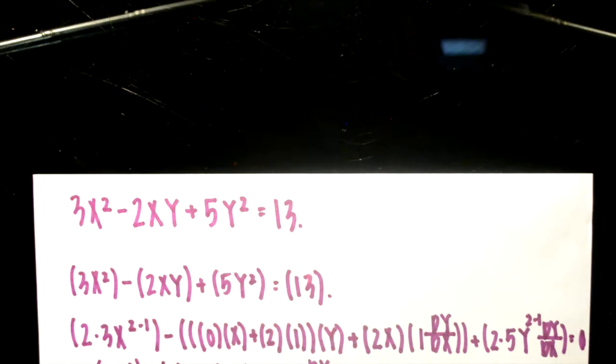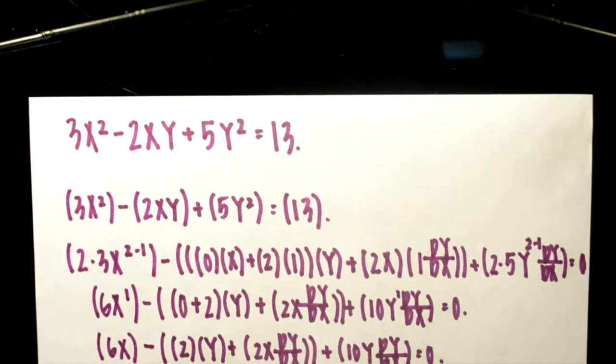Then we're continuing with the product rule, leaving the y, and then adding that to 2x alone times 1 times dy dx, which is, of course, the derivative of y. Now we're moving on to 5y squared, using the power rule again, as we saw in the 3x squared term, except now, since we have a y, we have to implicitly differentiate, which is why we're tagging on that dy dx. And then, of course, we know using the constant rule that the derivative of 13 is just 0.